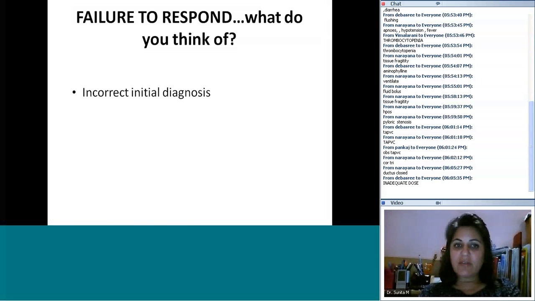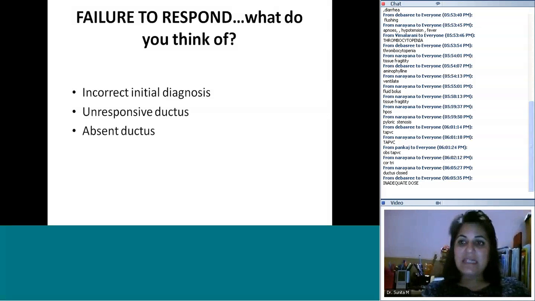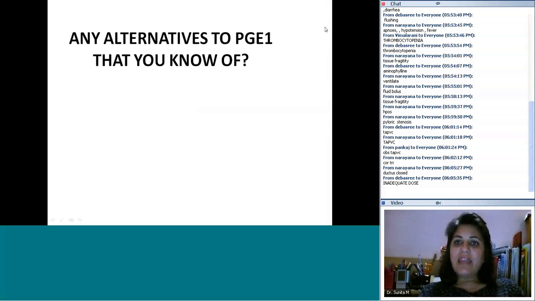So your options are, one is that your diagnosis was not right. So you need to look at your diagnosis. Two is there's something called an unresponsive duct, that even though the duct is there, it's just not responding in spite of giving an adequate dose. And third is a situation where the duct is absent. Typically, we said that the favorable outcome of prostaglandin is when you give it in infants less than 96 hours of age, right? So the duct should open. So even if you didn't have duct flow, the duct should open. But there are some situations where you have an absent duct, there's no duct at all. So that's another situation where they don't respond.